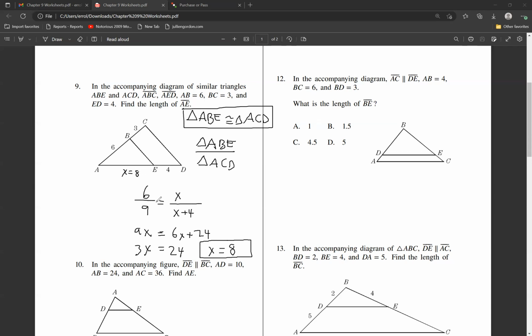So on these questions, make sure you write the small triangle on top and the big triangle on the bottom, just like right here. Small triangle on the top, big triangle on the bottom. Small triangle, big triangle. All right, that's 9. Any questions on 9? You got it written down? Or take a picture? Can I erase it? All right.